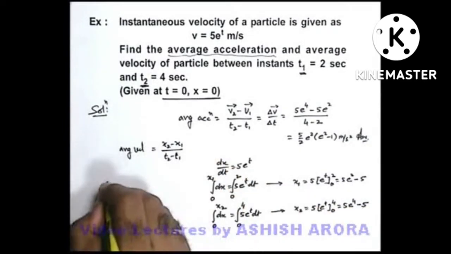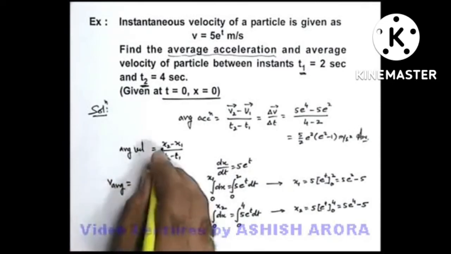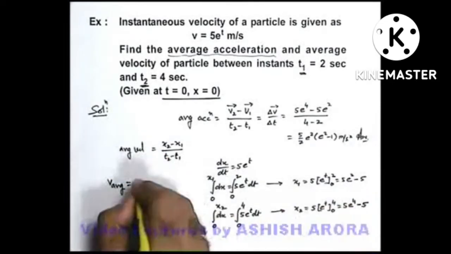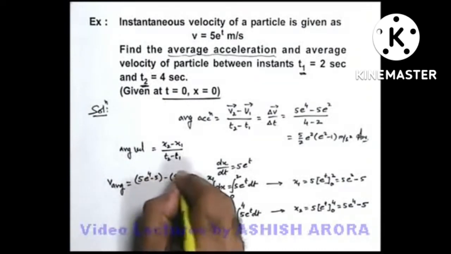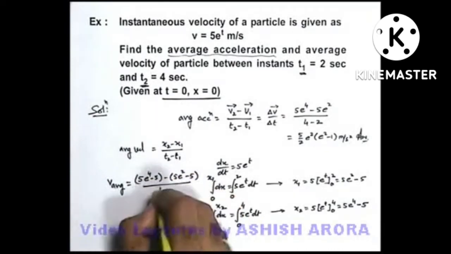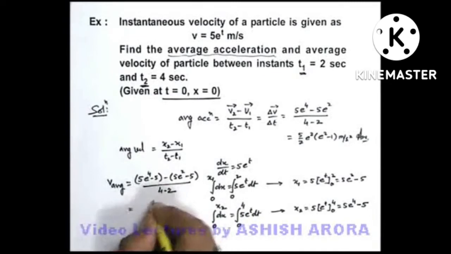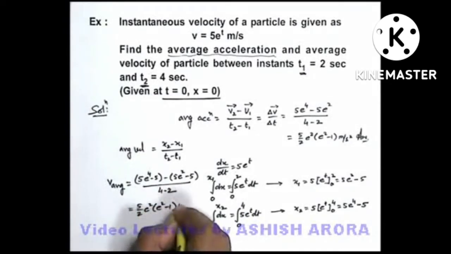You can see that average velocity can be given as, this minus 5 gets cancelled out, it will be 5 e to power 4 minus 5 minus of 5 e square minus 5 divided by 4 minus 2. So in this situation the result will be 5 by 2 e square into e square minus 1 meters per second.